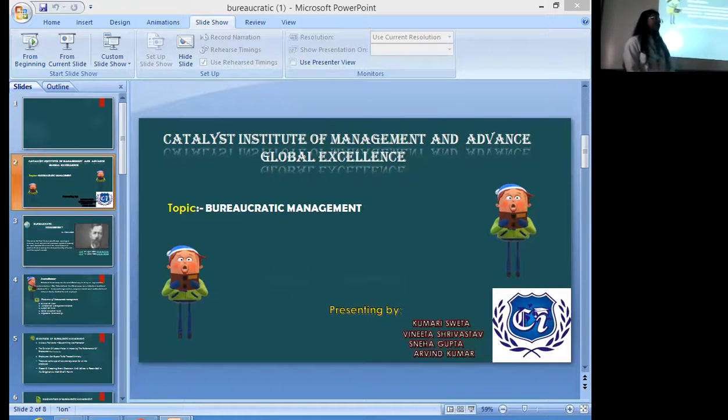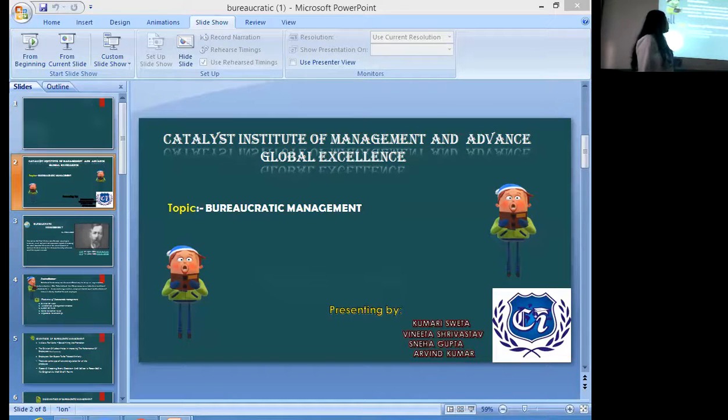Features of bureaucratic management. First, division of work. In this type of system, vertical management is divided on the basis of the structure. Second, hierarchy and authority. There should be a hierarchy of positions in the organization. Hierarchy is the system of ranking the various positions in the organization.